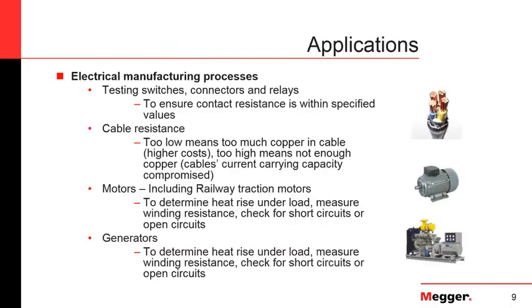Now, let's talk a little bit more about those applications. Take motors, for example. We don't want to have adjacent coils having shorts between them or open circuits, so we can use low resistance testing to look for those conditions. Additionally, when we trend the resistance values over time, we can identify the effects of overheating in our motor or generator.